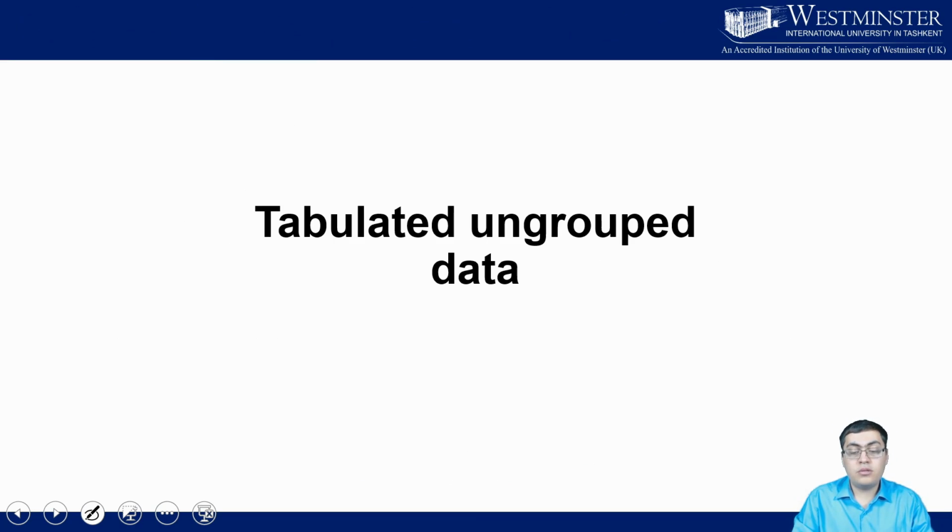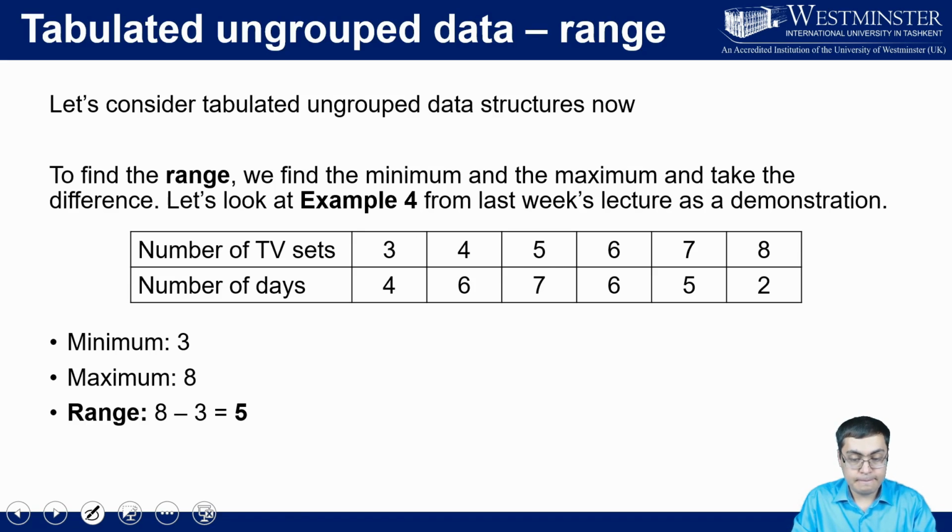Now let's talk about tabulated ungrouped data structures. Again, if we want to find the range, we find the maximum number, we find the minimum number, and we take their difference. That shouldn't be difficult to do in this situation. The maximum number that we have is 8, the minimum number is 3. The difference between them is 5. That is my range.